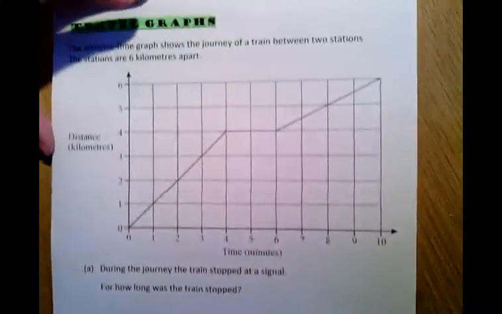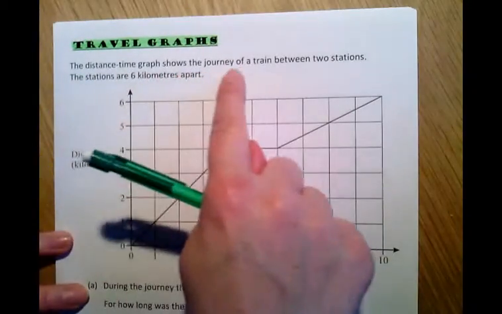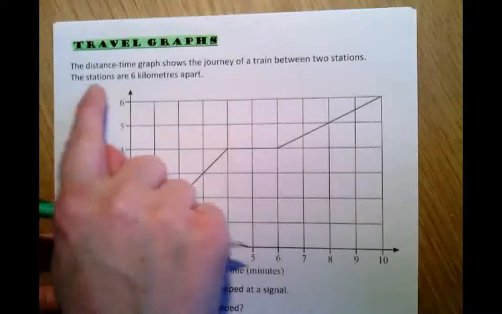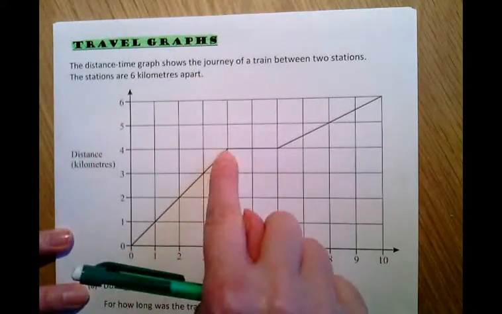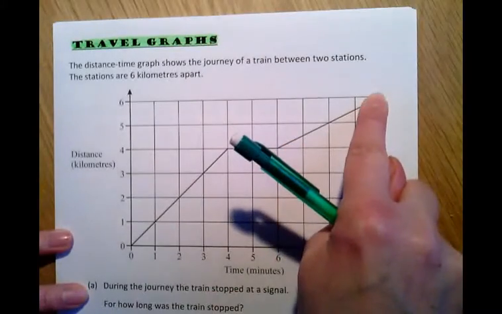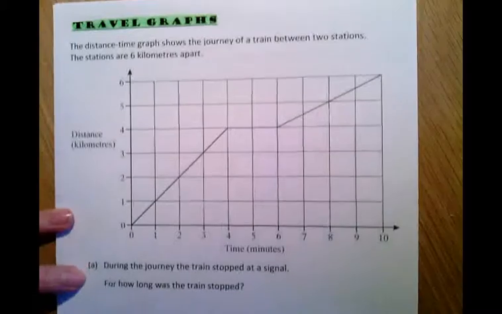The next one that I want to look at are travel graphs, and they are just graphs that show a journey. So this is the distance time graph, shows the journey of a train between 2 stations, and the stations are 6 kilometres apart. So this is the train travelling, stopping, travelling. And the steeper the line, the faster it's going.